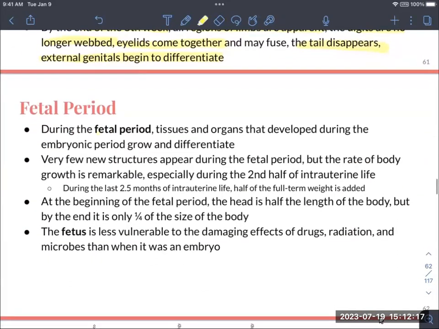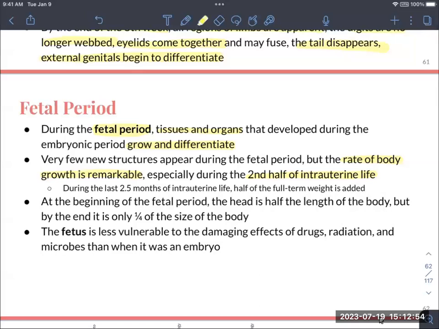Now we've reached the fetal period. This is from week 9 on. Those tissues in all of those organs continue to grow and differentiate. We don't get very many new structures during the fetal period, but that body growth is very fast. That second half of intrauterine life, that fetus is growing very, very fast.